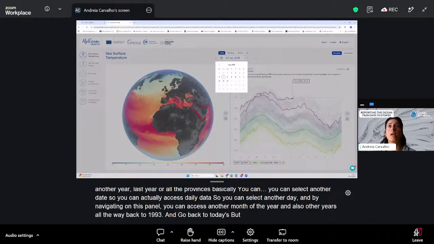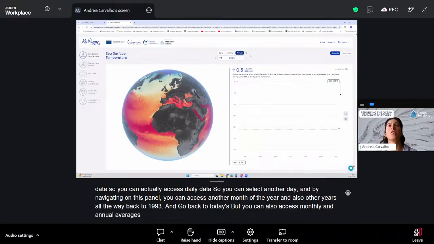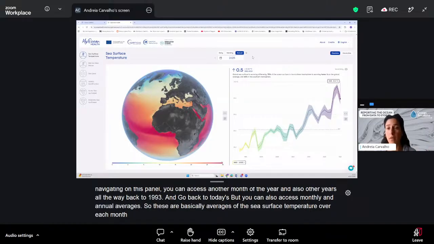of it. You can also access monthly and annual averages. So these are basically averages of the sea surface temperature over each month and each year. You can access here the same way.